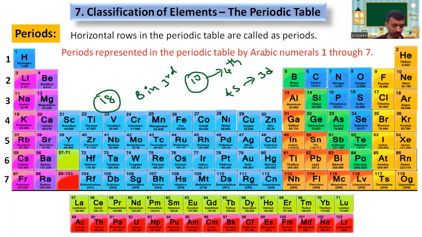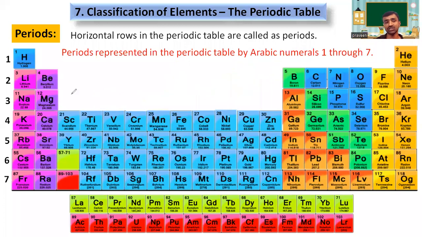So read the points which are given related to periods in your textbook, page number 136. Remember and read. So period-wise, each shell is different: K shell, L shell, M shell, N shell, and so on, right? So in this also, you are able to recognize which shell the elements belong to.